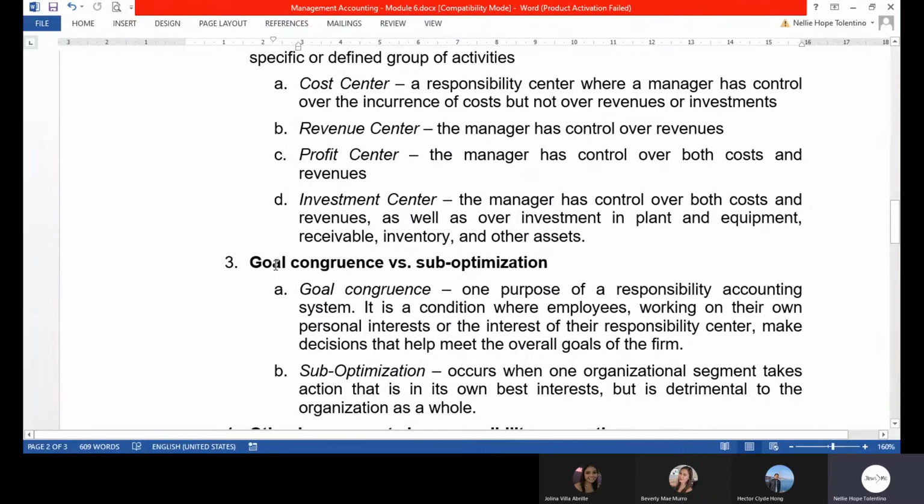So when does goal congruence happen? It's when one purpose of a responsibility accounting system. It is a condition where employees working on their own personal interest or the interest of the responsibility center make decisions that help meet the overall goals of the firm.